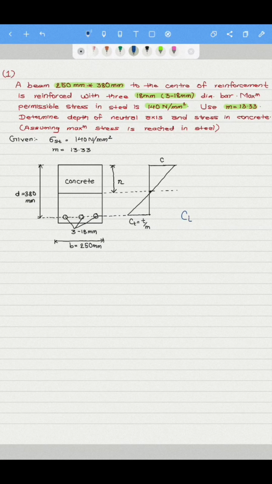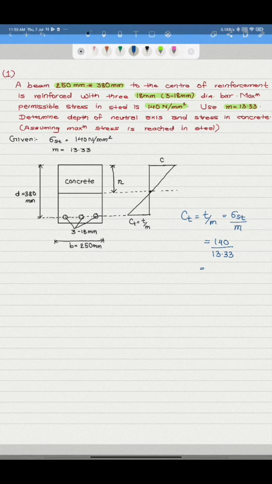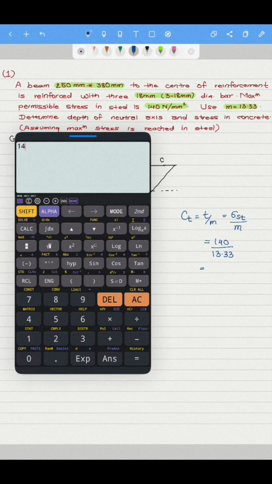Here we know Ct is equal to T by M, where T means nothing but sigma st divided by modular ratio. The value of the sigma st provided in the question is 140 divided by the modular ratio, which is 13.33. So what will be the value of this? The value would be 140 divided by 13.33, that is equal to 10.50.